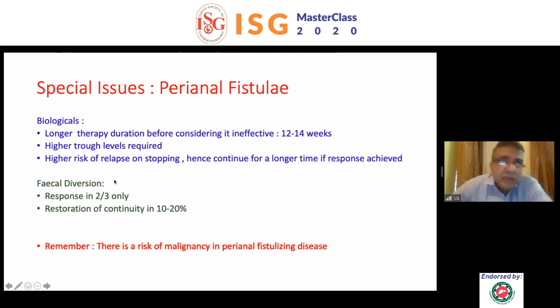And if you do a fecal diversion, often people feel that it would work wonders. It works wonders for a few months. The response is there in only two-thirds. The disease is such that it is relentless. It keeps on coming back. So the restoration of continuity once you've done a fecal diversion is there in only 10 to 20 or 30%. So you have to be very careful. You have to be aware when you do a fecal diversion. It's only a temporizing measure again. Remember, there's a risk of malignancy in perianal fistulizing disease.